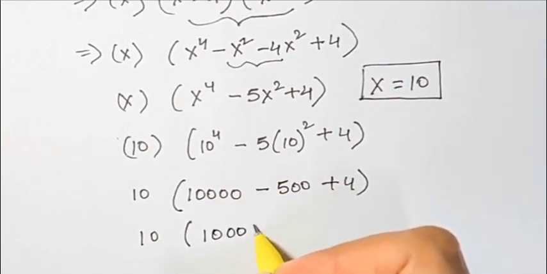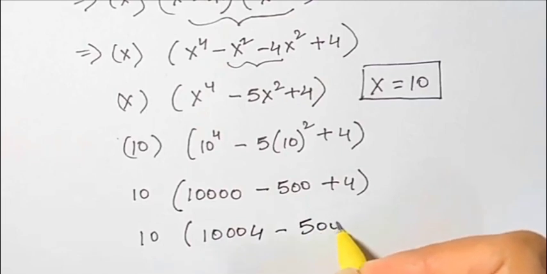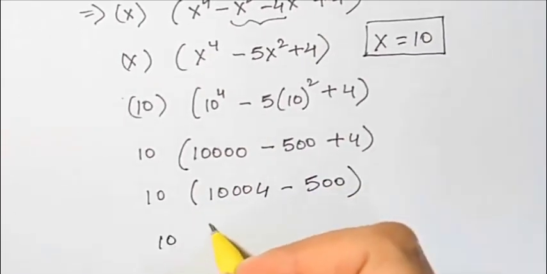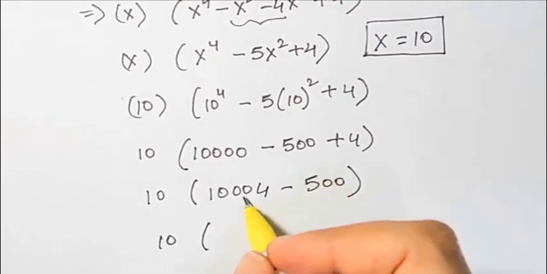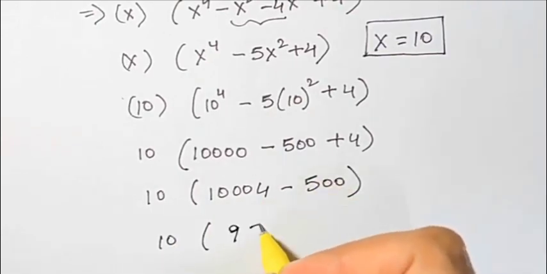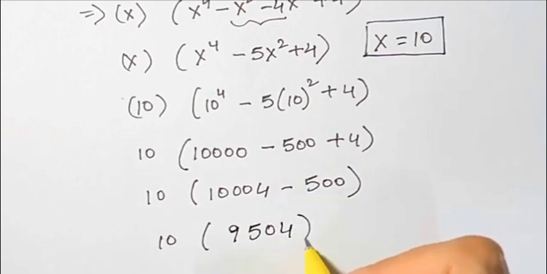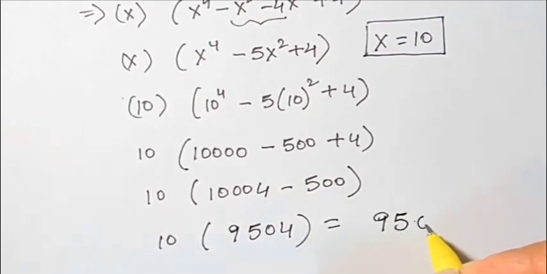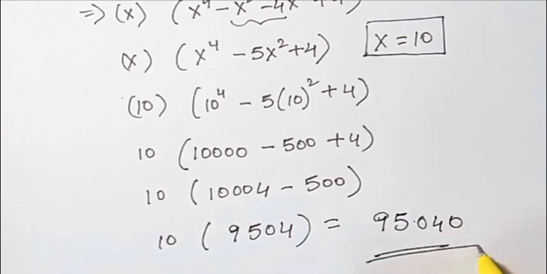You have 10,004 minus 500. How much is 10,004 minus 500? Just subtract. So you have 9,504 times 10 will give you 95,040, and that's your answer.